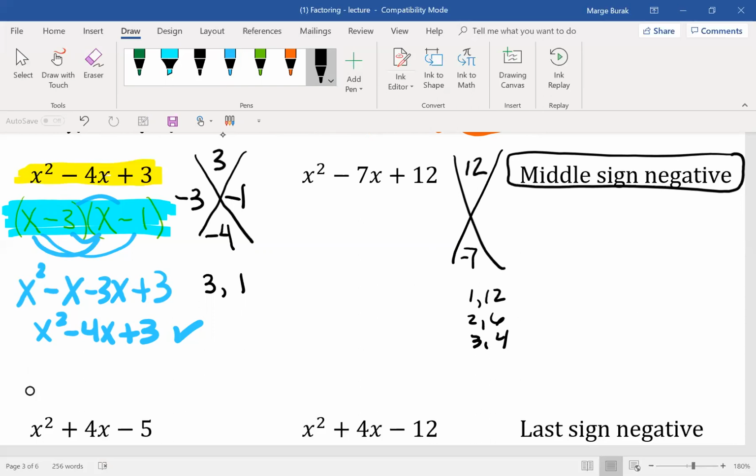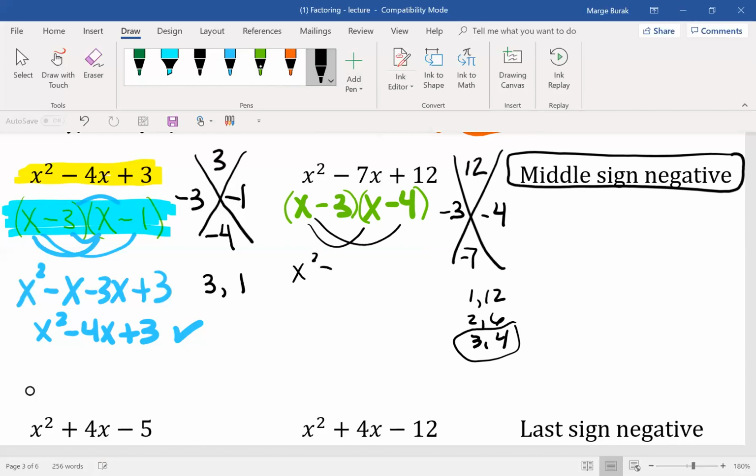Not always the case, all right? You've got to be careful. Well, it is always the case if it's negative 7. All right, so I've got these two. And if I put a negative on the 3 and a negative on the 4, they will multiply to a positive 12 and they will add to a negative 7. So now I can go with parentheses, x in the front, my -3 and -4, and then double check it. So I get x squared minus 4x minus 3x and a plus 12. It's important that these match up. Otherwise, it's not factored correctly.